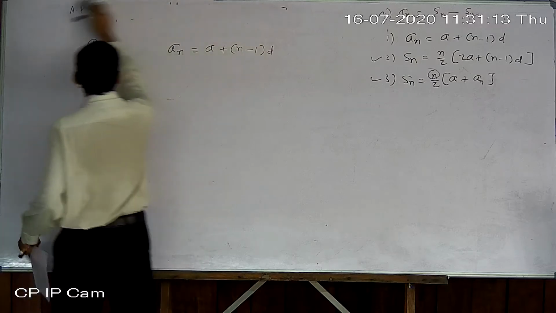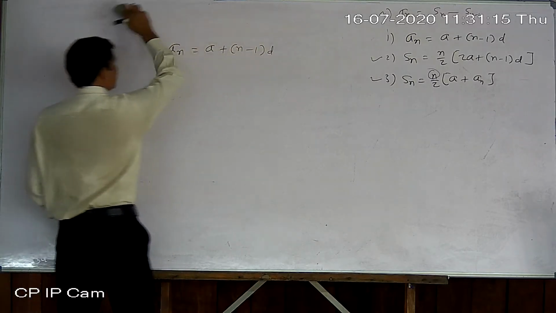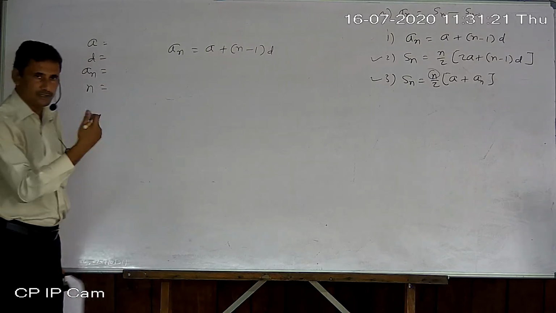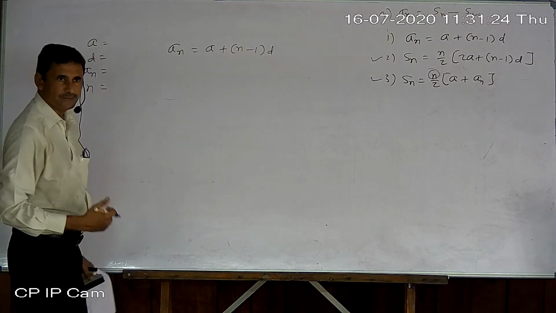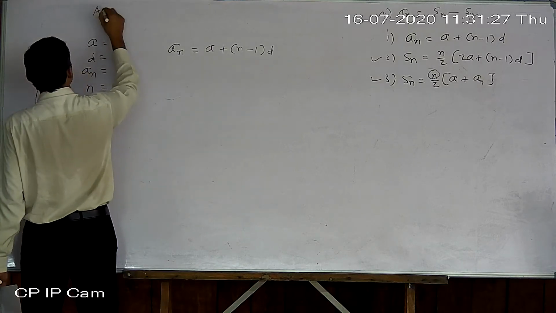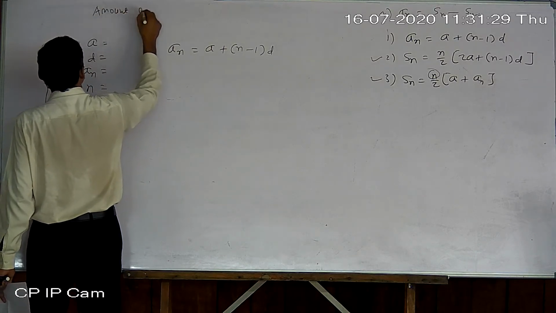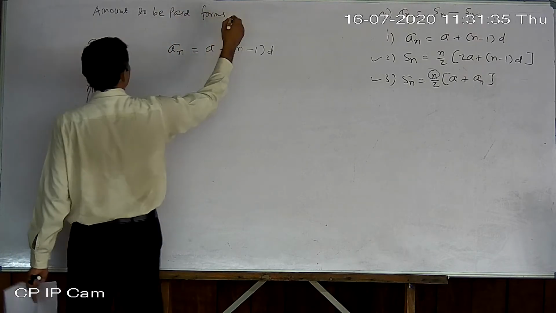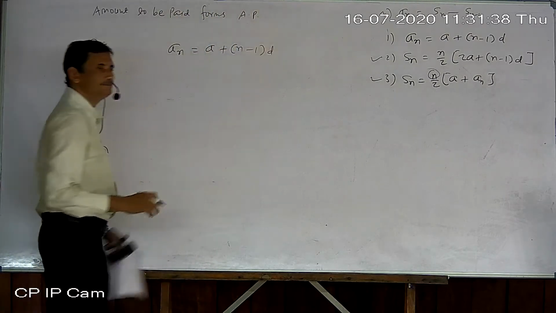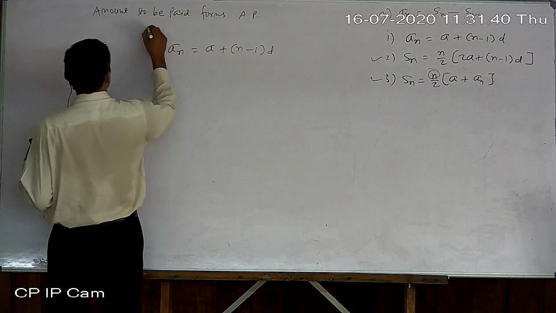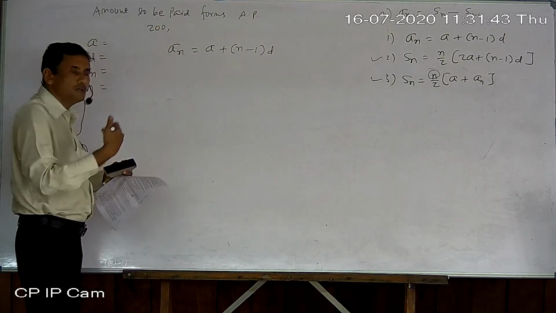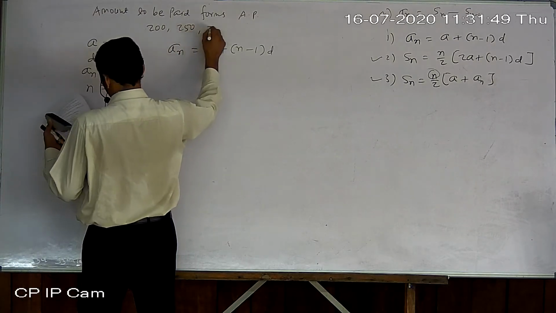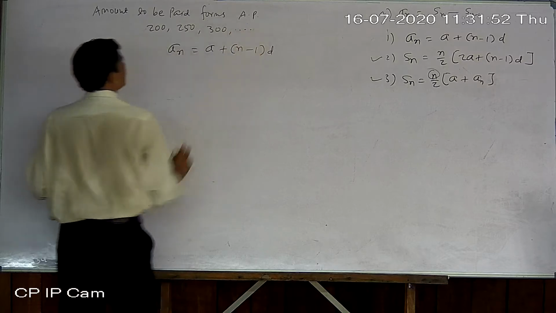Okay, so can you write the amount in a word problem? Start with a statement only, not directly writing the AP, and then start our main formula work. Now, the amount to be paid forms an arithmetic progression. How? It is 200 for the first day after completion of the last date, then 250, then 300, like this. This is the AP.